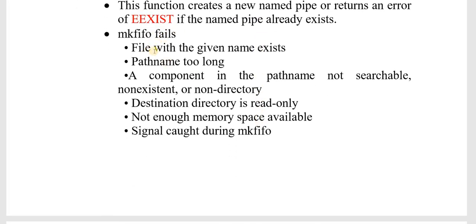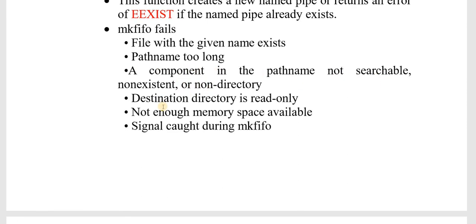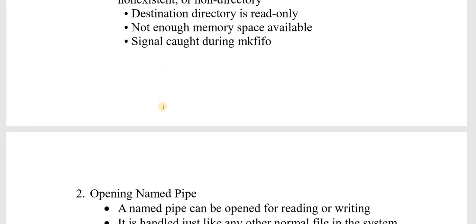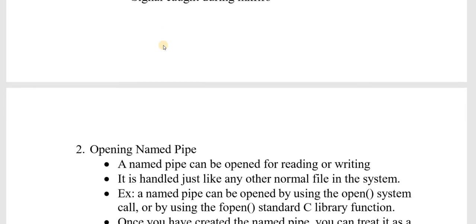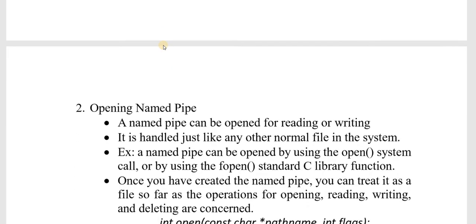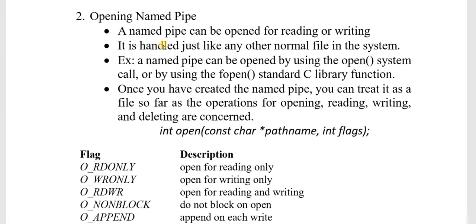mkfifo fails when a file with the given name exists, if the path name is too long, a component in the path name is not searchable or non-existent or a non-directory, the destination directory is read-only, not enough memory space is available, or a signal is caught during the mkfifo. Now we'll see how to open a named pipe.